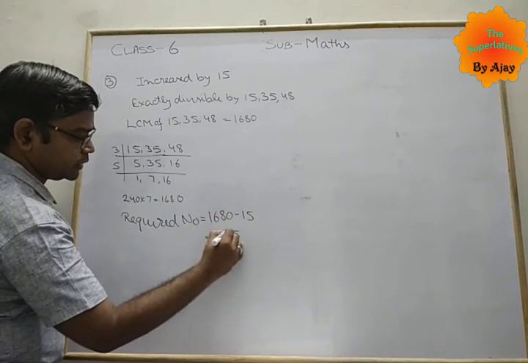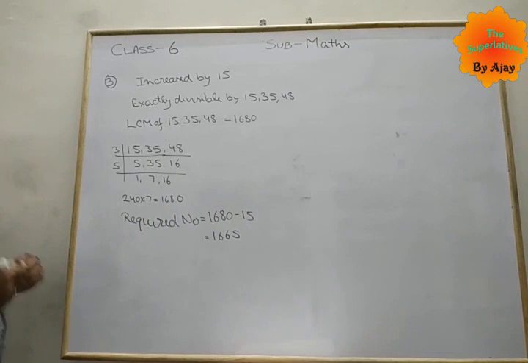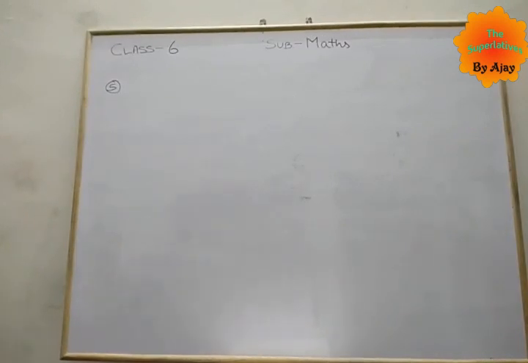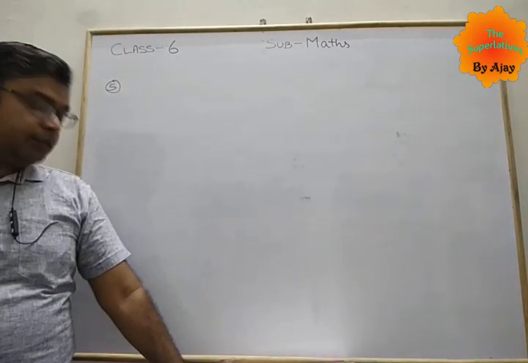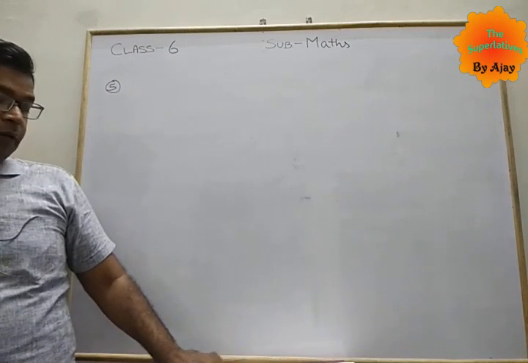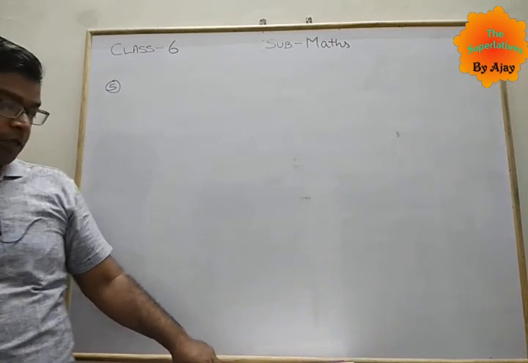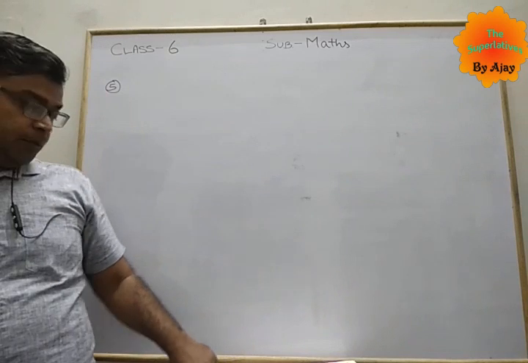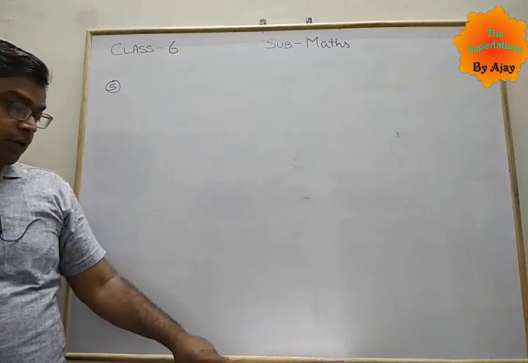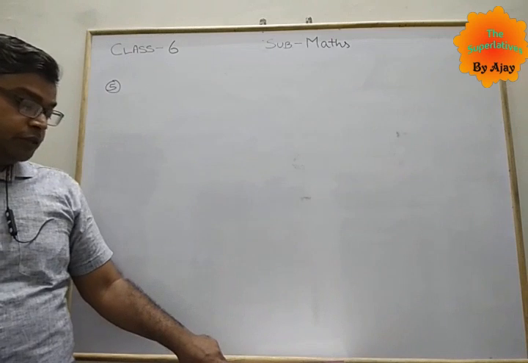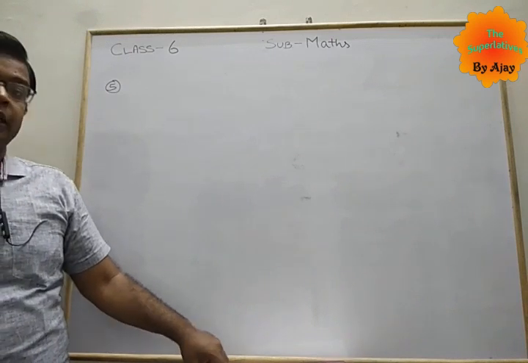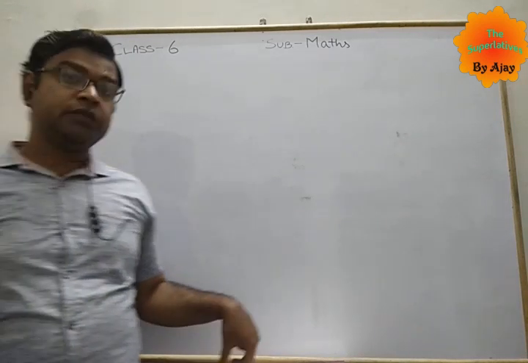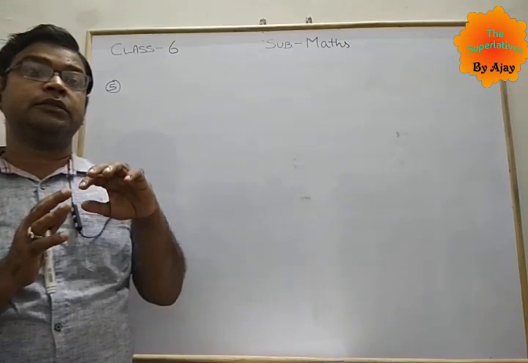Now we are going to discuss question number 5. In this question it says: find the least number which when divided by the four numbers 24, 36, 45, 54 leaves a remainder of 3 in each case. So the number we obtain is 3 more. In the previous question it was 15 less, in this question 3 more. So first find the LCM.